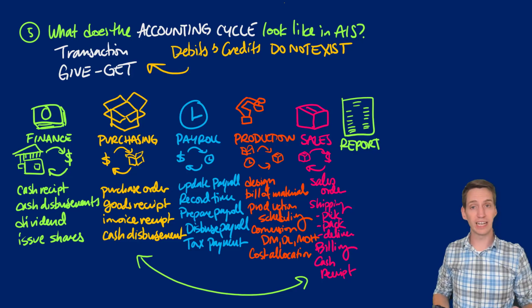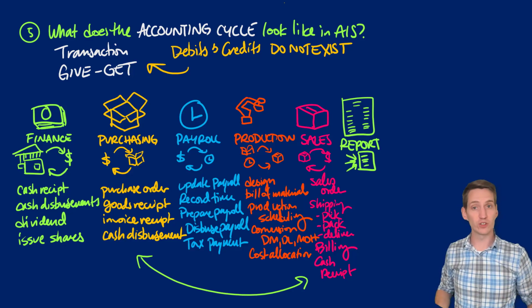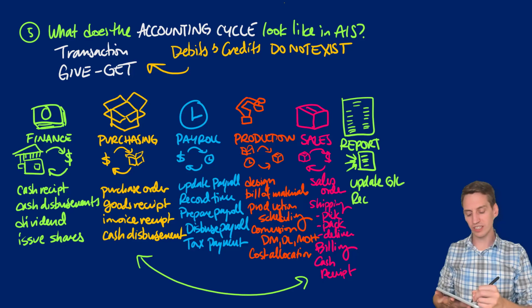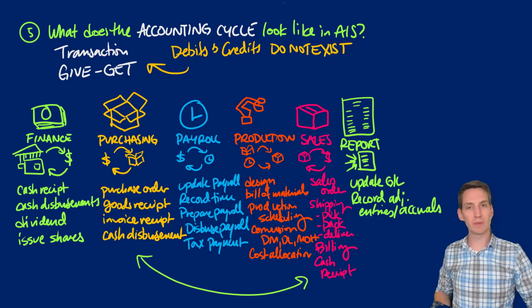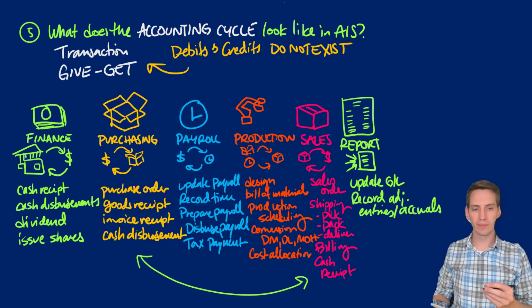Finally, when we're preparing our financial reports, there are a couple things we have to do. We're basically taking all of the details from these different transactions and we're consolidating them into a summary of the transaction activity. We are going to update the general ledger. We're going to record adjusting entries and accruals. So these would be prepayments and use of prepaid items, recording unearned revenue and so forth.